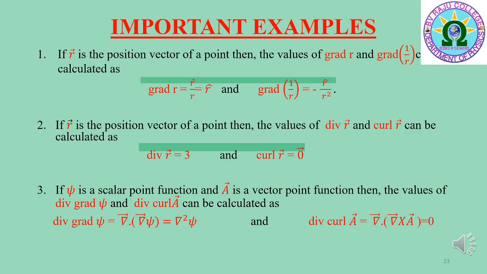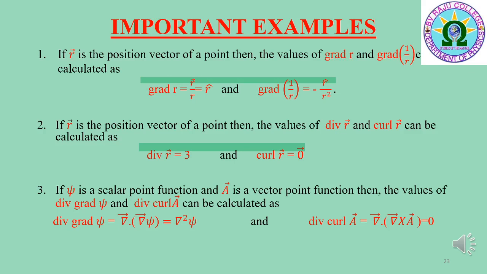Now the second example is, if r bar is the position vector of a point, then the values of div r bar and curl r bar can be calculated as div r bar is equal to 3 and curl r bar is equal to 0 bar. Here also r bar is equal to i bar x plus j bar y plus k bar z. Div r bar is equal to del bar dot r bar is equal to i bar dou by dou x plus j bar dou by dou y plus k bar dou by dou z dot i bar x plus j bar y plus k bar z. On solving, we get div r bar is equal to 1 plus 1 plus 1, that is equal to 3.